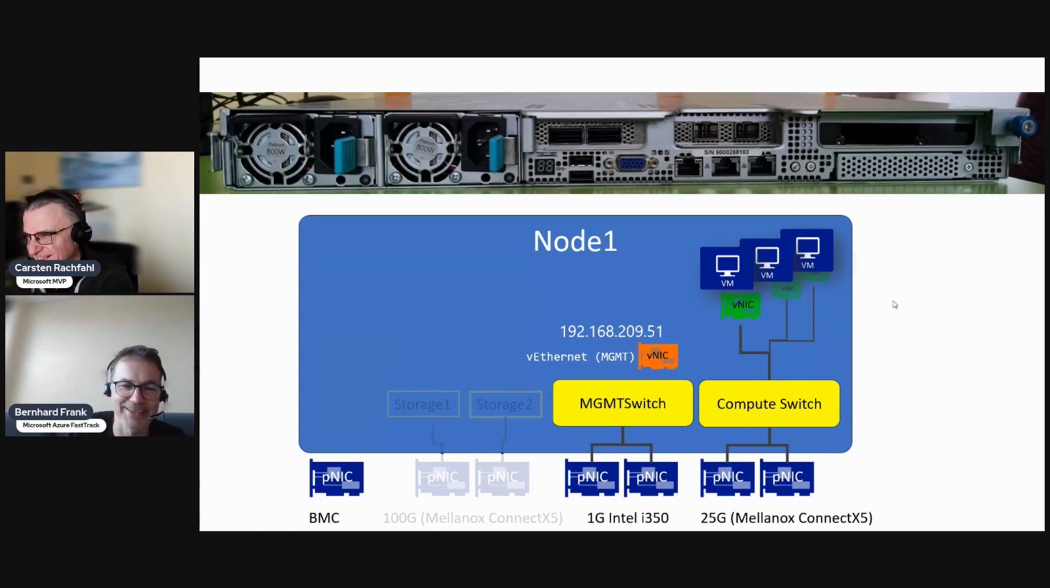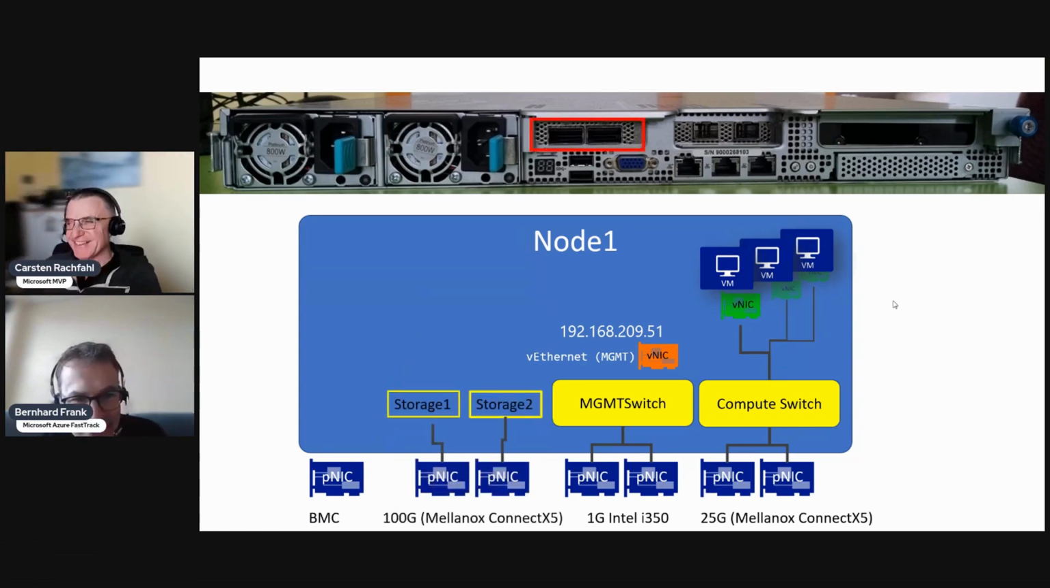Yes, okay. So we are looking now at the storage layer. Our high-performing, ultra-fast 100 gigabit ports will be configured now. And we're not doing a SET switch, right? Yeah. We hook them up directly to the system, however, in a redundant way, with two ports for redundancy.